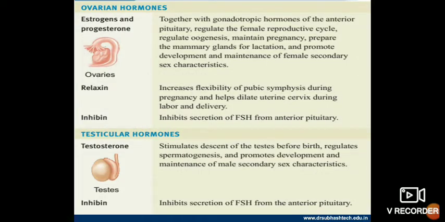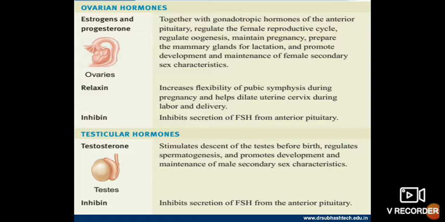Here ovarian hormones, that is from the female reproductive system, are estrogen and progesterone. Together with gonadotropic hormones of the anterior pituitary, they regulate the female reproductive cycle, regulate oogenesis, that is the formation of the egg that is generally released at the end of the menstrual cycle, maintain the pregnancy, prepare the mammary glands for lactation after the birth of the baby, and promote development and maintenance of female secondary sex characteristics.